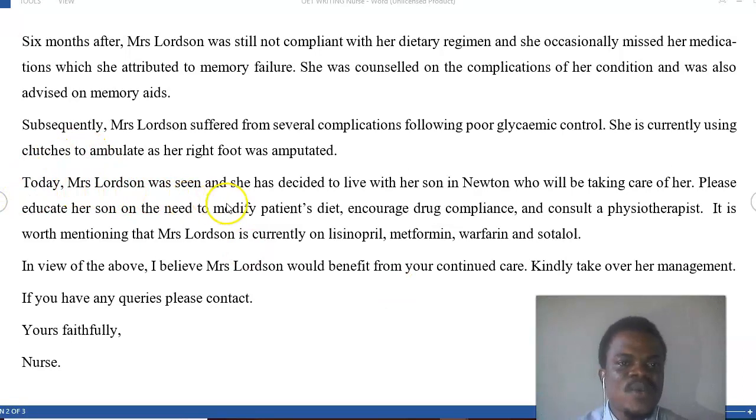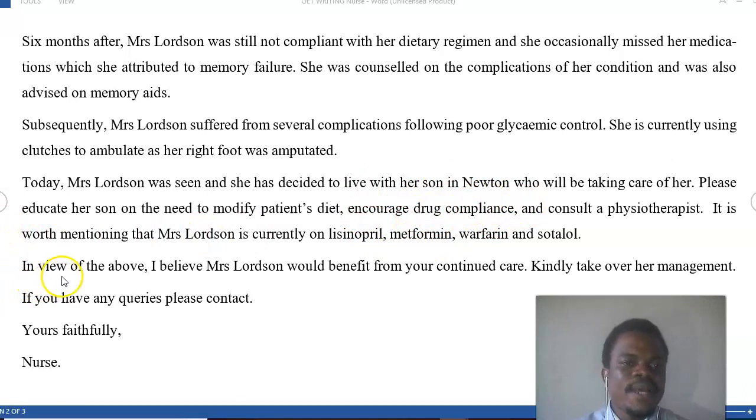Now, today, Mrs. Lawson was seen and she decided to live with her son in Newton, who will be taking care of her. Please educate her son on the need to modify the patient's diet, encourage drug compliance, and consult a physiotherapist. It is worth mentioning that Ms. Lawson is currently on lisinopril, metformin, warfarin, and sotalol. Now, I added this transitional phrase, it is worth mentioning, before adding this medication history, because in this paragraph I was just discussing events that happened today. All of a sudden I'm talking about medication history, so I have to add this transitional phrase so that I can link this medication history to suit the idea I'm having in this paragraph.